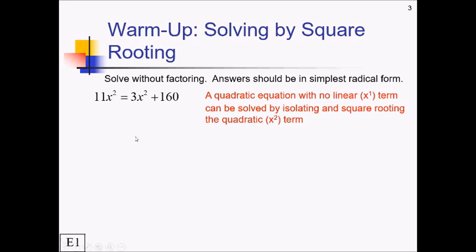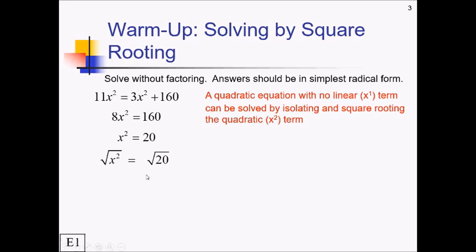All right, if I want to get x squared by itself, I need to subtract 3x squared over to the left side, giving me 8x squared. And then I divide both sides by 8 to get x squared truly by itself, so that's 20 on the other side. And at this point, since I've got x squared by itself, I'm ready to square root both sides.